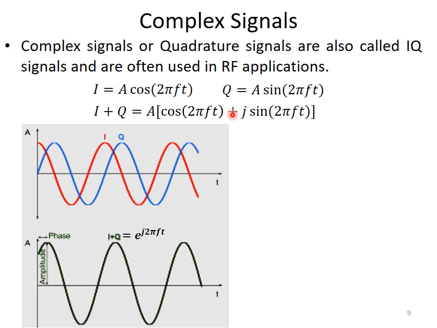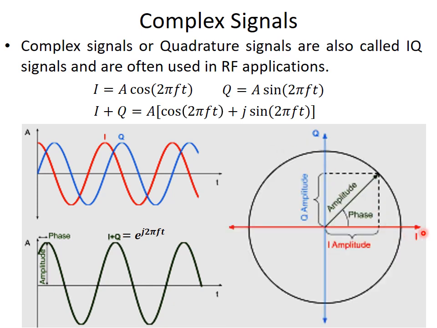I plus Q is a complex number, and a better way to plot this sinusoidal waveform is this one, where we have a complex plane with the real part represented by I and the imaginary part, the Q part. This waveform is represented as a vector in the complex plane. The magnitude of the vector is the magnitude of the sum I plus Q, and the phase angle is the phase angle of I plus Q.